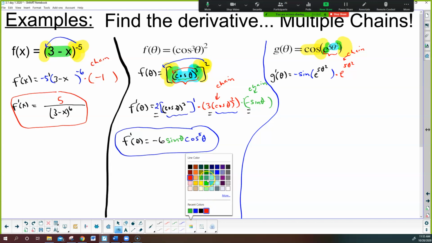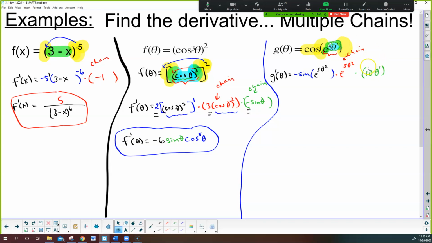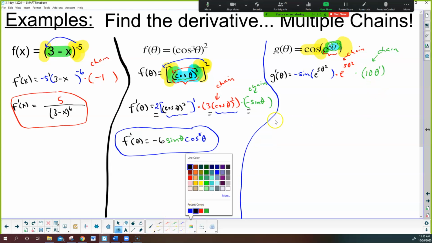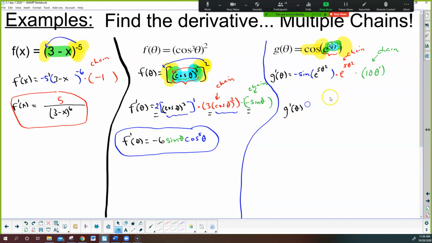And then I have to take the derivative of the innermost part, 5 theta squared. Well, the 2 is going to come down and multiply by the 5. So 2 times 5 is 10. And then theta to the first power, we take 1 away. So there you can see I had to apply the chain rule twice. And then we could just clean this up. Notice how we've got a -1 here and a positive 10. So that'll be -10 theta.